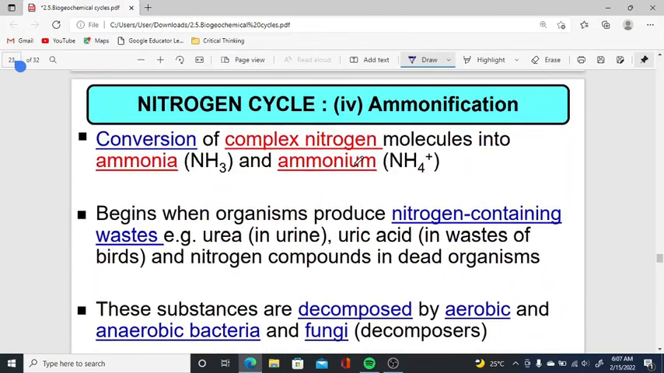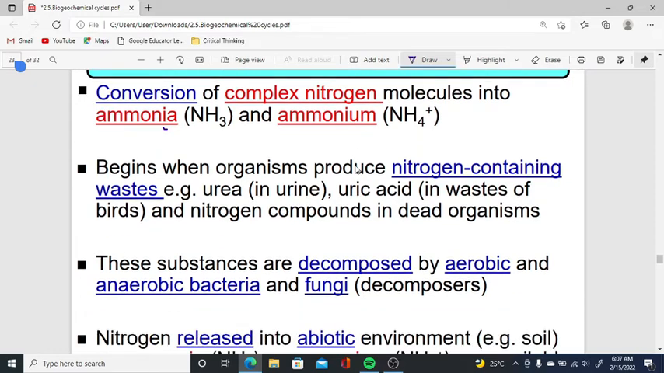Okay, yang keempat, we have ammonification. Okay, so conversion of complex nitrogen molecules into ammonia or ammonium. That's why namanya ammonification. Penghasilan ammonia ataupun ammonium. Okay, so begins when organism produce nitrogen containing waste. Contohnya urea dalam urine. Okay, bila dia keluarkan urine, dalam urine ada urea. Ataupun uric acid in the waste of bird, and also nitrogen compound in the dead organism. Dalam daun yang gugur, dalam bangkai animals, ada nitrogen compound.